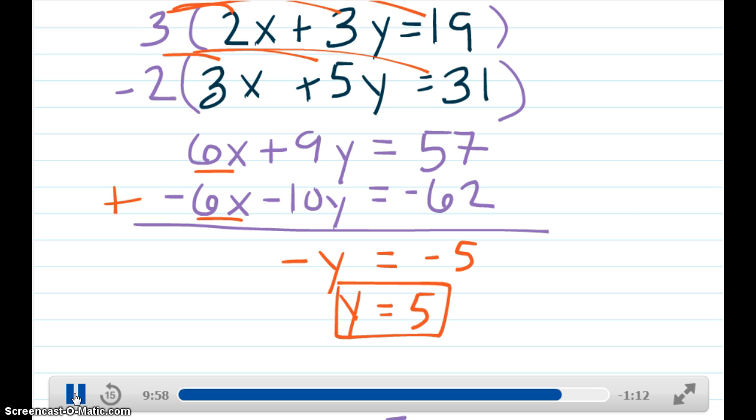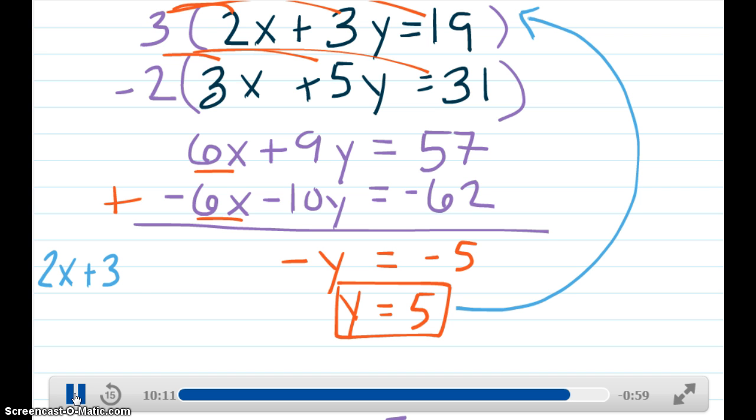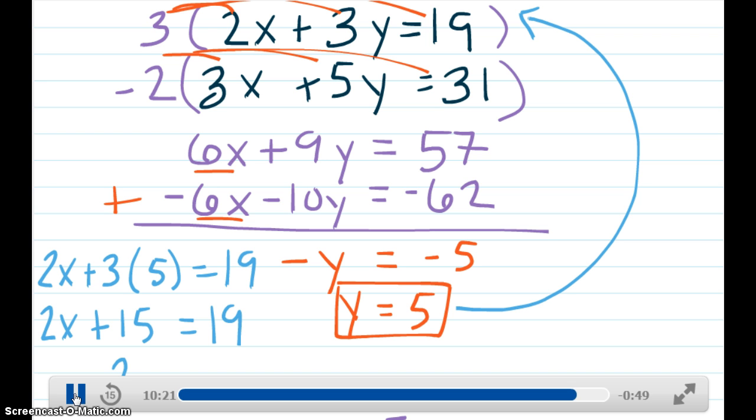So now, when I plug it in to my first equation, now you have 4 equations you can plug it in for. But I'm going to do my 2x plus 3 times 5 equals 19. So now I have 2x plus 15 equals 19. And I have 2x. If you subtract 15, you get a 4. So my x is going to equal 2. So my answer is 2, 5.